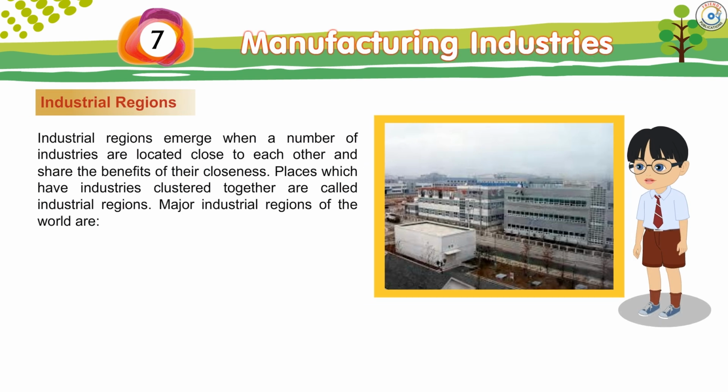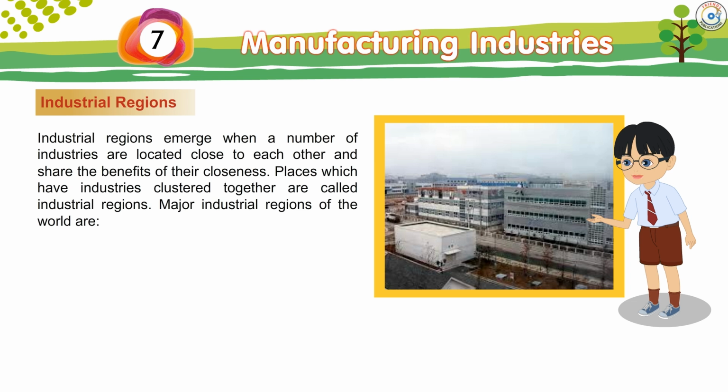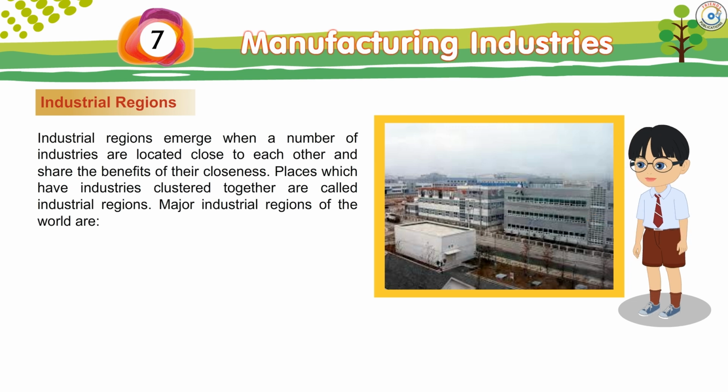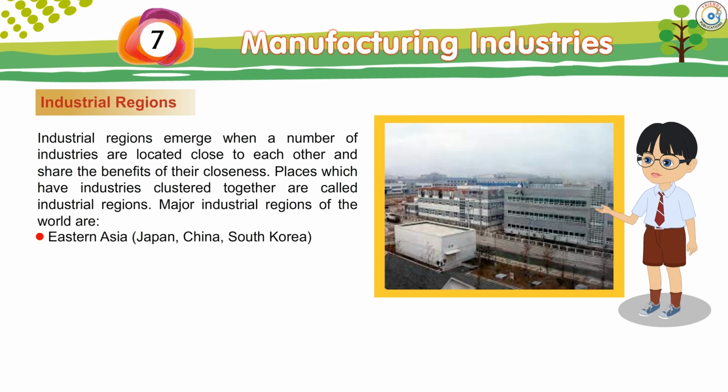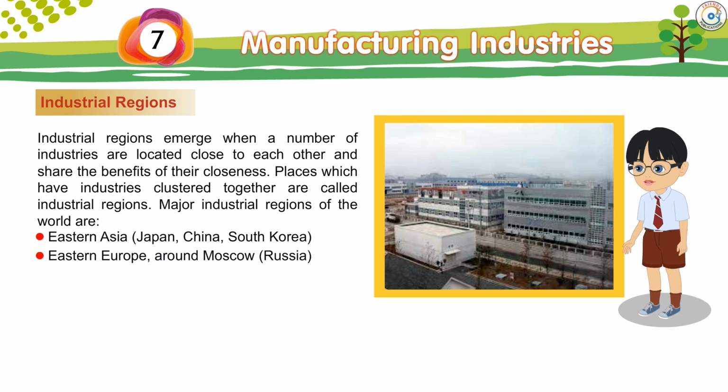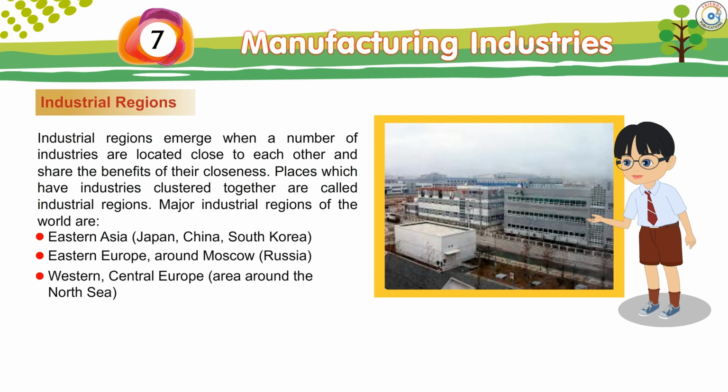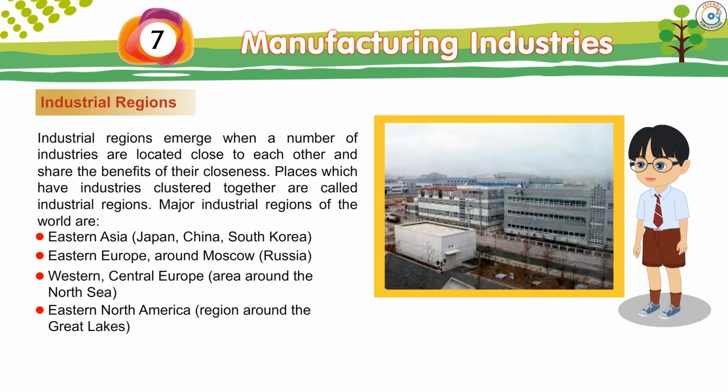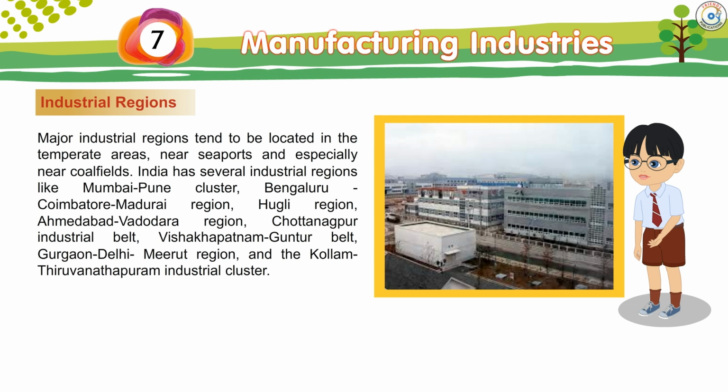Industrial regions. Industrial regions emerge when a number of industries are located close to each other and share the benefits of their closeness. Places which have industries clustered together are called industrial regions. Major industrial regions of the world are Eastern Asia, Japan, China, South Korea, Eastern Europe around Moscow, Russia, Western Central Europe, area around the North Sea, Eastern North America, region around the Great Lakes. Major industrial regions tend to be located in temperate areas, near seaports and especially near coal fields.